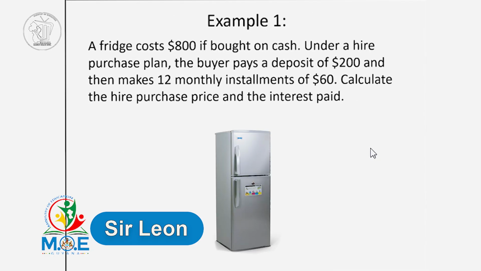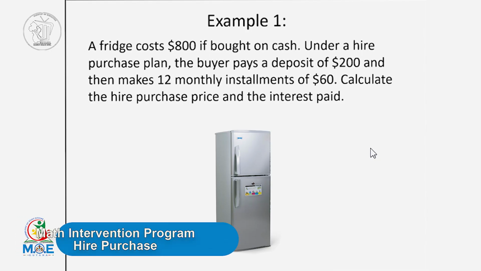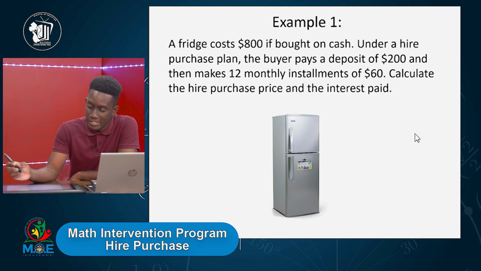So let's head into our first example. The first example says a fridge costs $800 if bought on cash. Under a hire purchase plan, the buyer pays a deposit of $200 and makes 12 monthly installments of $60. Calculate the hire purchase price and interest paid. So first things first, let's look at the hire purchase price.